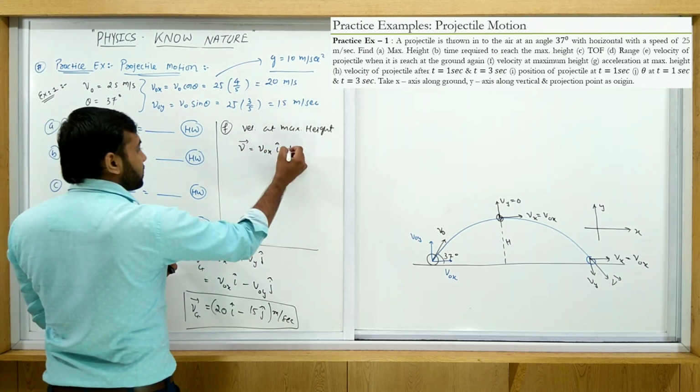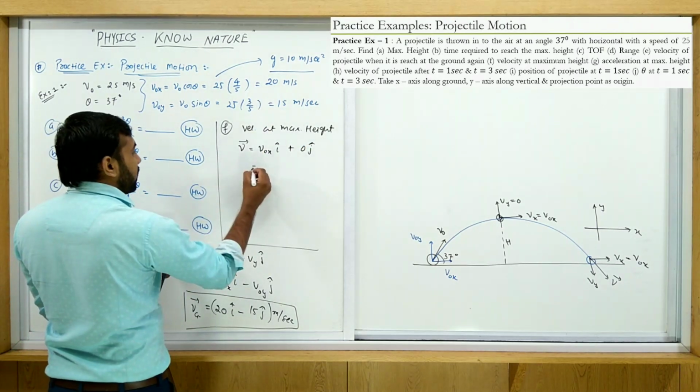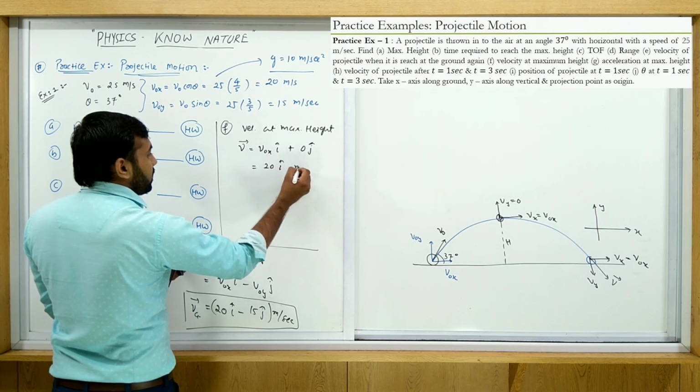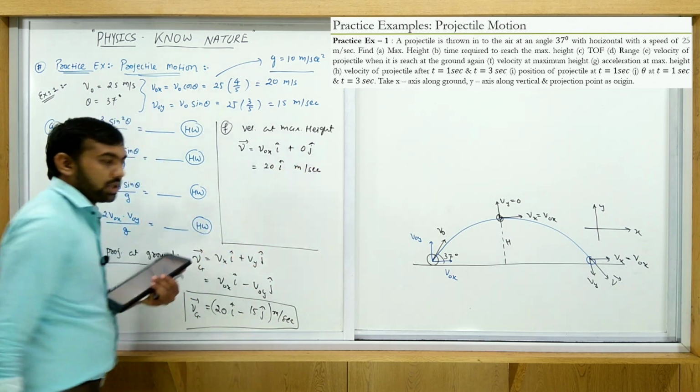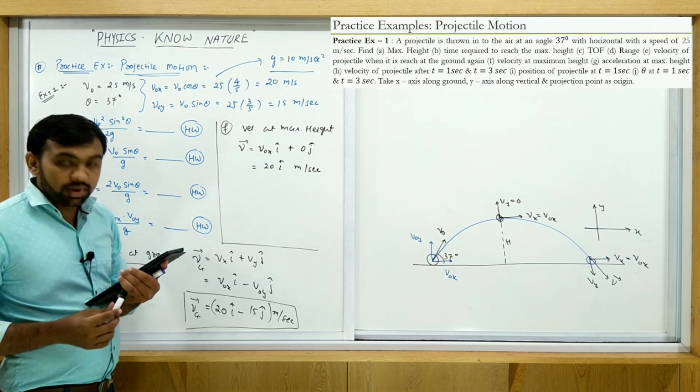Y component is 0 j. What is v naught x? 20. So the answer is 20 meter per second. Okay, next problem, acceleration at the maximum.